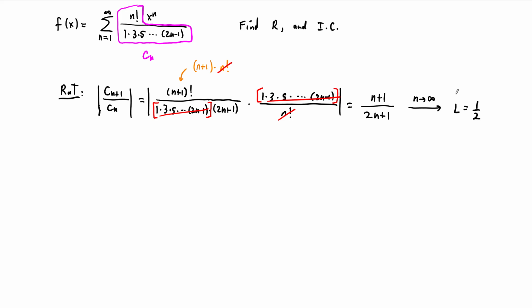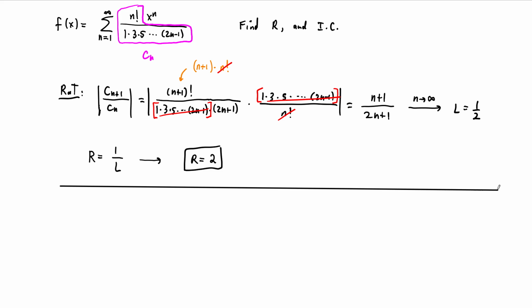Now, remember that this 1/2 is not the radius of convergence of the power series. This is the limit of the ratio test applied to the coefficient sequence, c sub n. And we have shown in a previous lecture that the radius of convergence of the power series is always the reciprocal of this number, 1 over L. So for us, the radius of convergence of this power series is going to be 2, the reciprocal of the limit. So that's the radius of convergence.